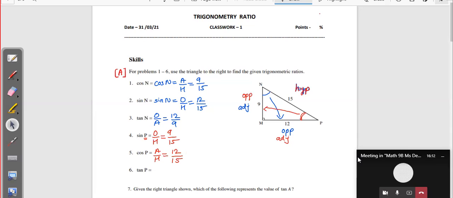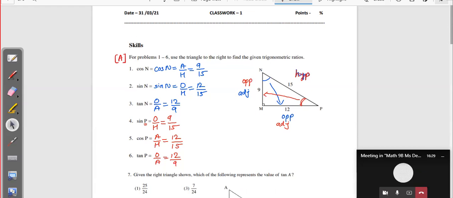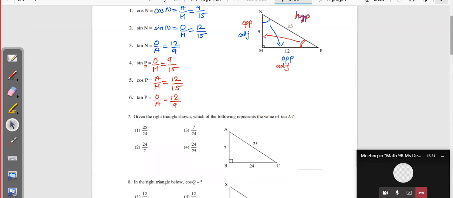And tan p, the formula is opposite upon adjacent. So for tan p, the opposite side again is 12 and adjacent side is 9. This is how we can get the answer. So if you have got this answer fully, properly correct, then you get a full score over here.